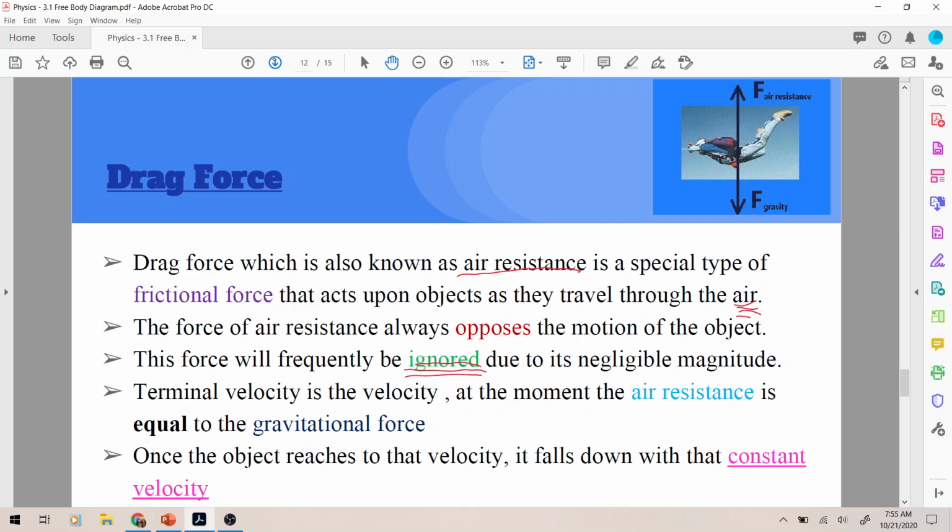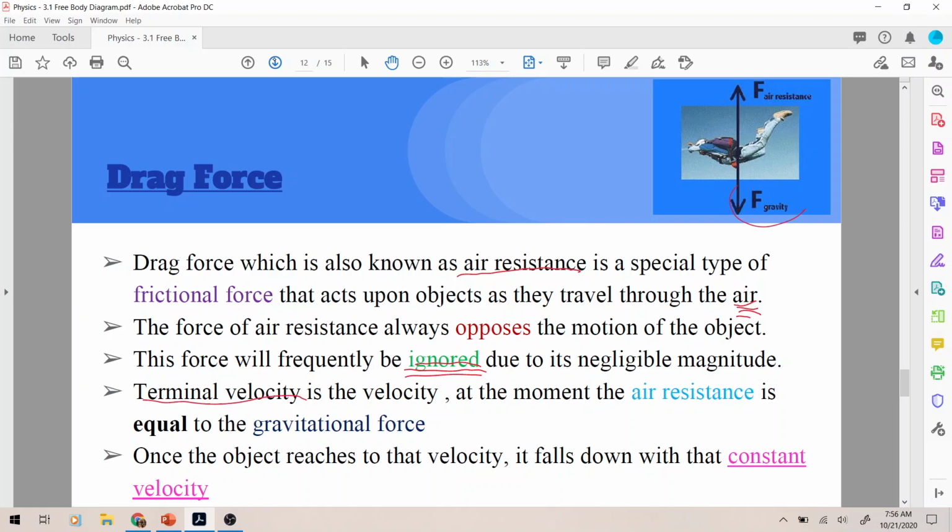So when do you know that there is drag force or air resistance? They need to state that. All right, if it's not stated, then you just assume that there is no air resistance. And terminal velocity is the velocity at the moment the air resistance is equal to the gravitational force. All right, that terminal velocity is a little bit confusing concept.